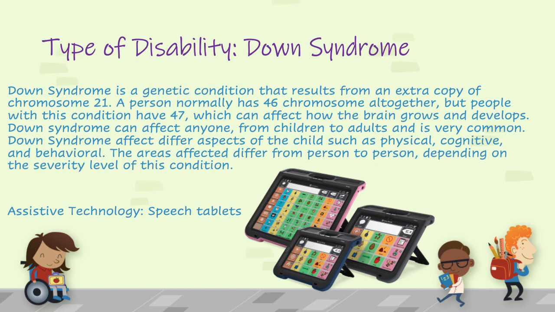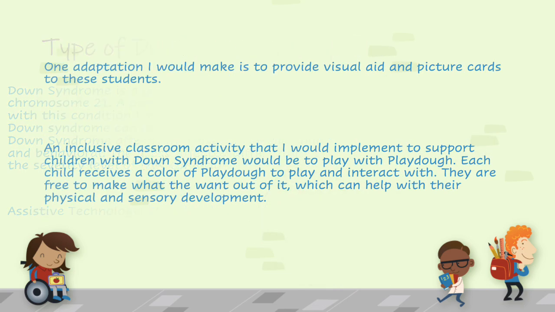An assistive technology device I put are speech tablets. An adaptation I would make is to provide visual aids and picture cards to the students. An inclusive classroom activity that I would do to support children would be to play with Play-Doh. Each child receives a color of Play-Doh to play and interact with. They can make whatever they want, which helps with their physical and sensory development.